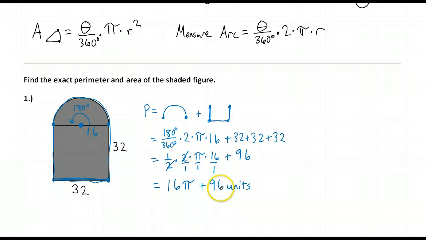I cannot combine these two. I can't add 16 and 96 because they are unlike terms. I have 16 pi's and 96.